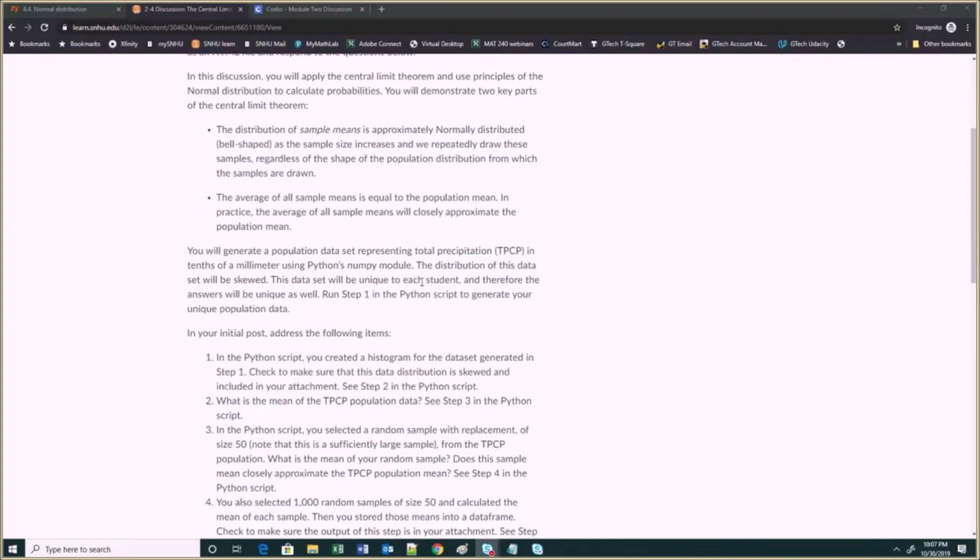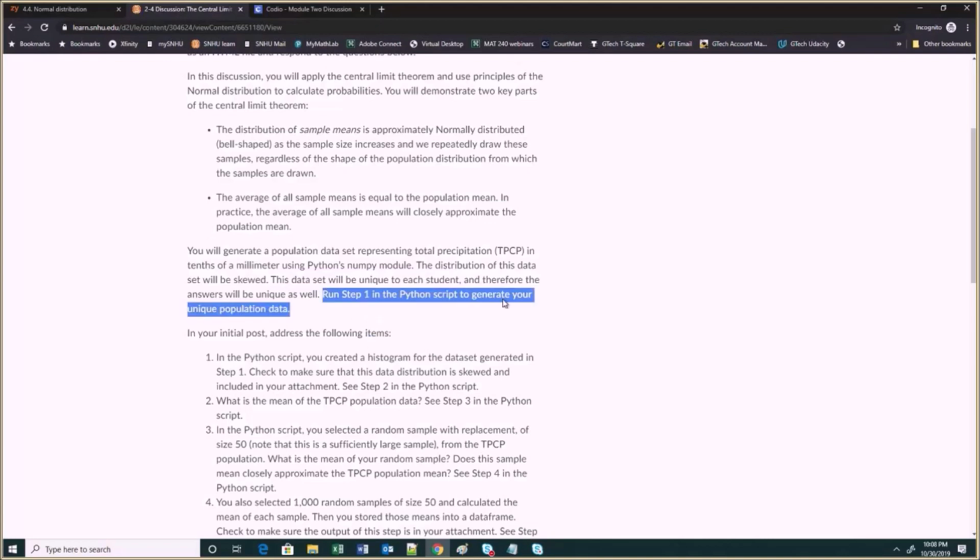You will go to the Python code and generate your population data within the code. It will be automatically generated for you. By the way, the distribution of that data will be skewed, so we will see that. Please be aware that the data set you're going to use is unique to each student, so all of you will have different answers. You will not be able to just copy someone else's answer, because the data set generated for you is unique to you. Please be aware of that as you answer the questions. We will run step 1 in the Python script to generate our unique data.